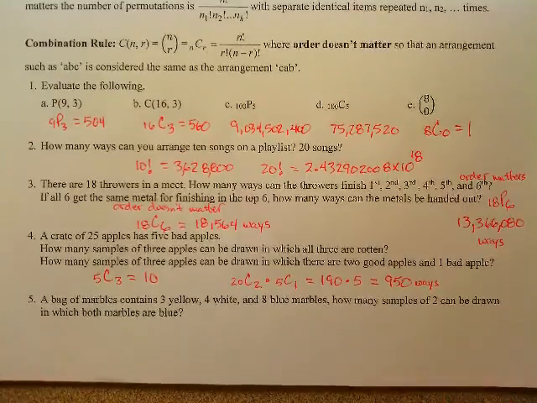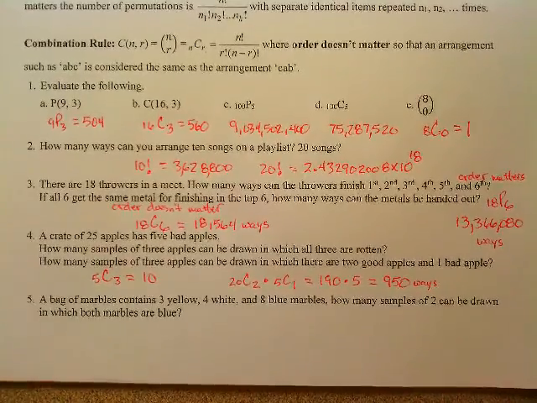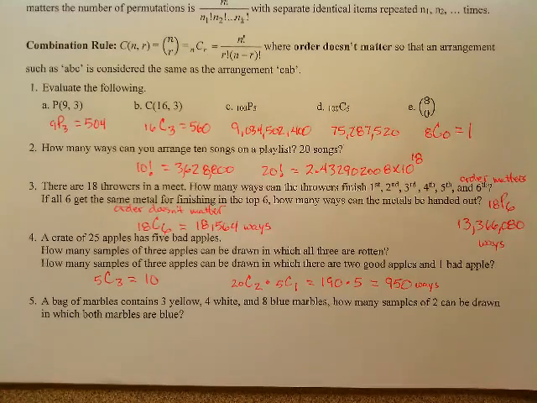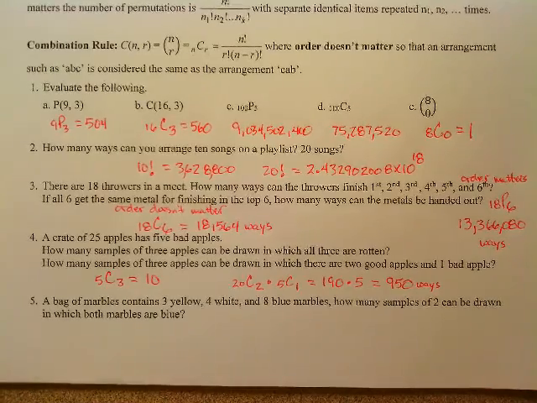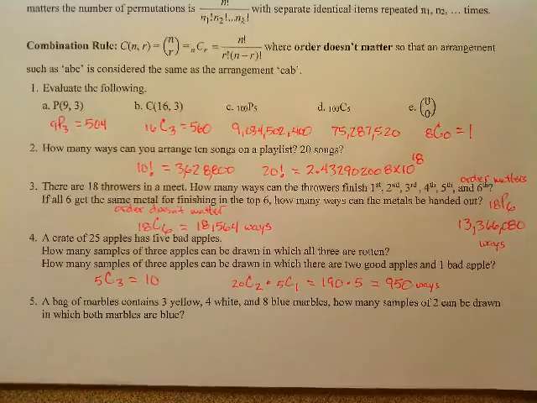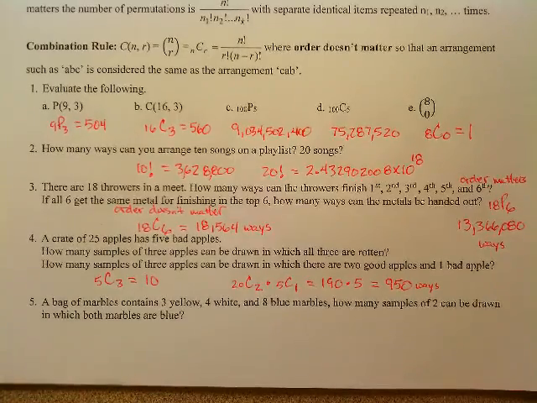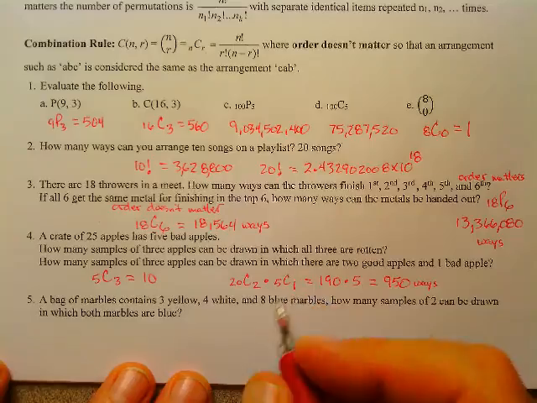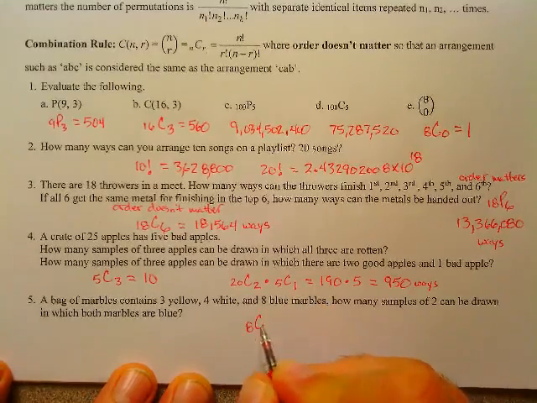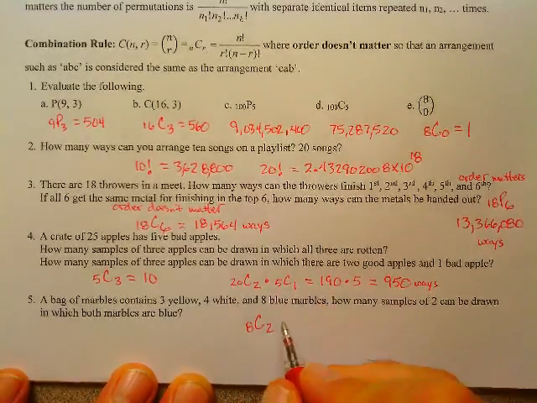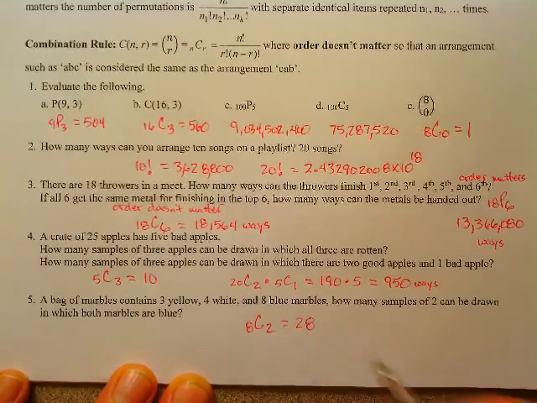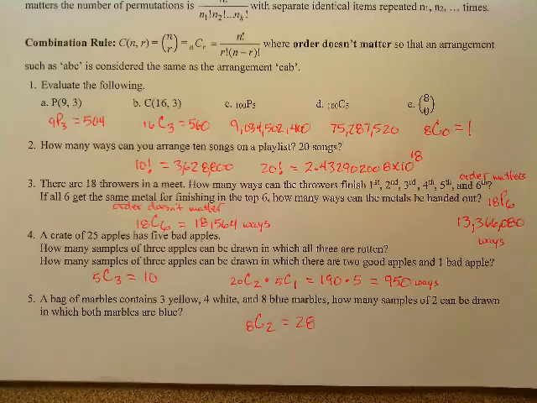And then in our final example here, we have a bag of marbles. It contains 3 yellow marbles, 4 white marbles, and 8 blue marbles. How many samples of 2 can be drawn in which both marbles are blue? And again, they're both blue. You can't tell one blue from the other blue, so the order doesn't matter. But we only have 8 total. We want to pick 2 of them. So there are 28 ways to pick 2 blue marbles.